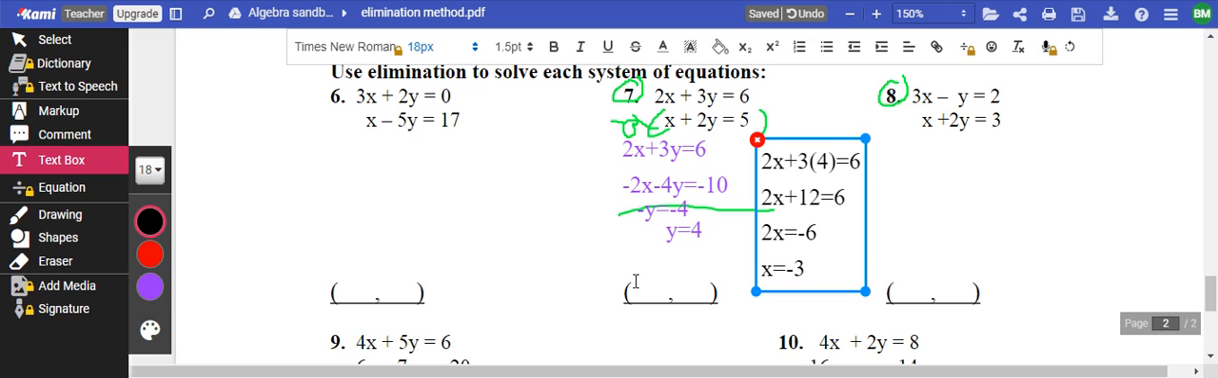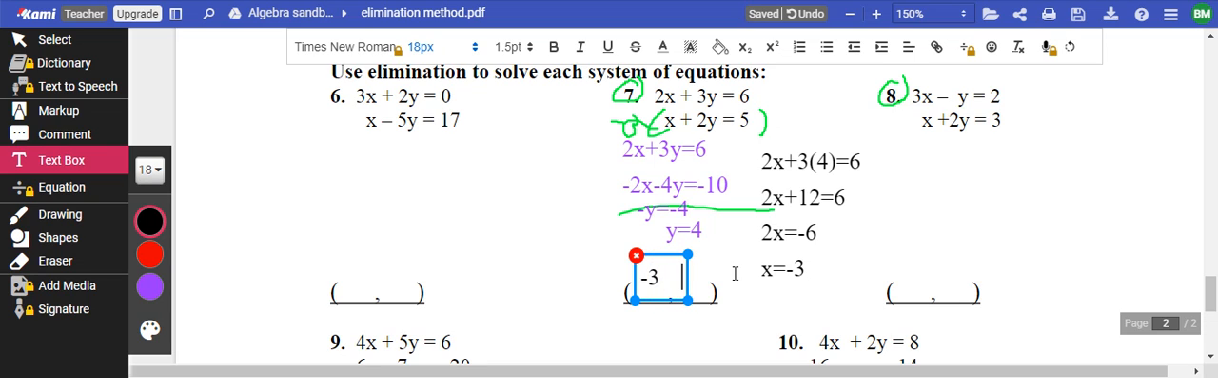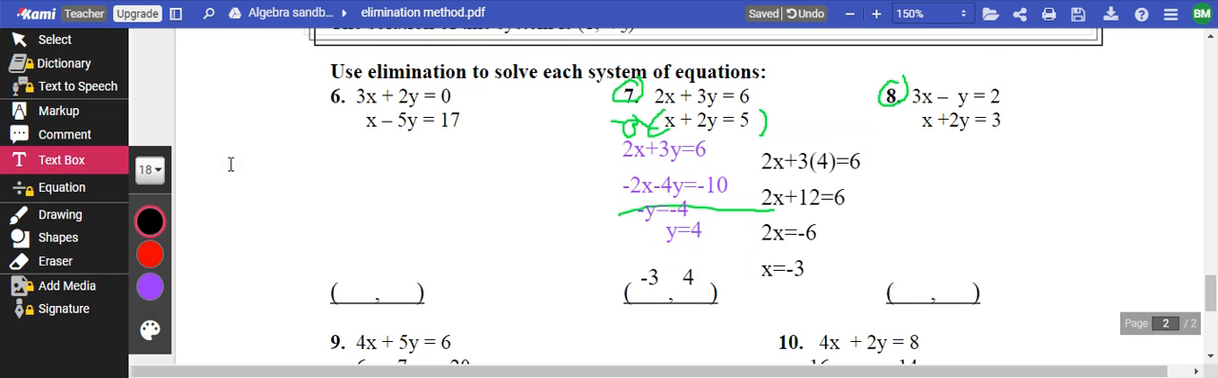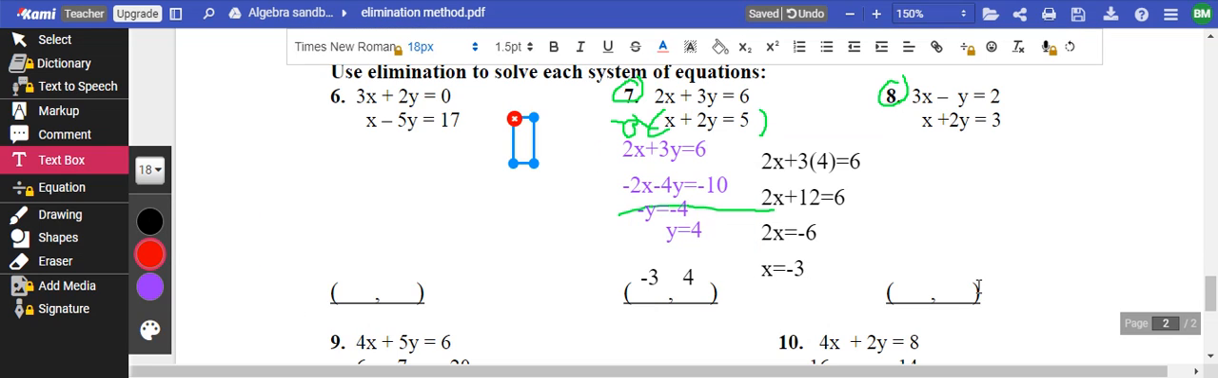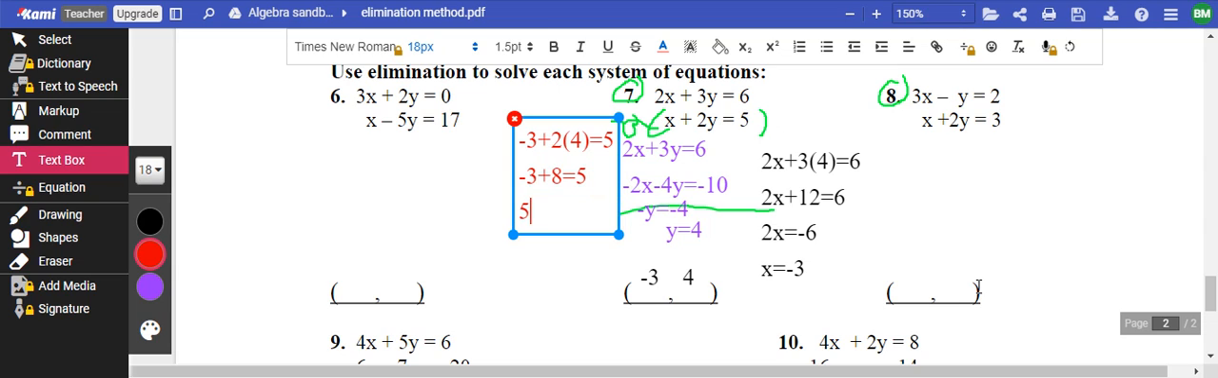Okay, so we go negative 3, and we go 4. We haven't checked yet, though. I usually don't put that there before I check. I don't know why I did this time. But I'm going to put it into the bottom equation, actually, because there's less work. So I'm going to go negative 3 plus 2 times 4 equals 5. Notice I put it in the equation before we changed it. So I get negative 3 plus 8 equals 5, so 5 equals 5.